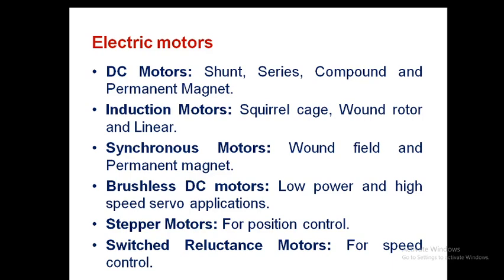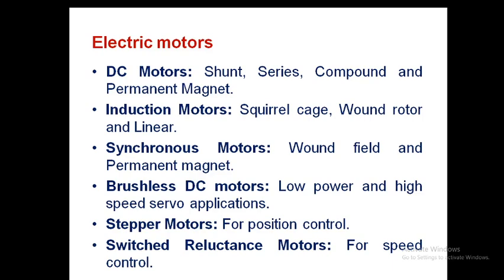And AC motors. In AC motors, again two types. One is induction motors. In induction motors, again squirrel cage. Generally, squirrel cage is preferred because it is robust and maintenance free. So that's why squirrel cage, and wound rotor, and linear induction motors. So these are the induction type of motors.